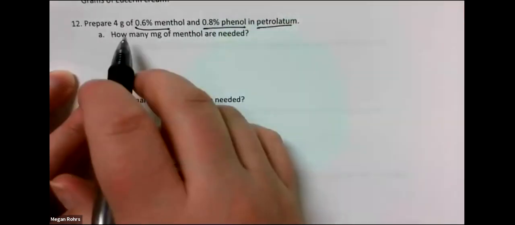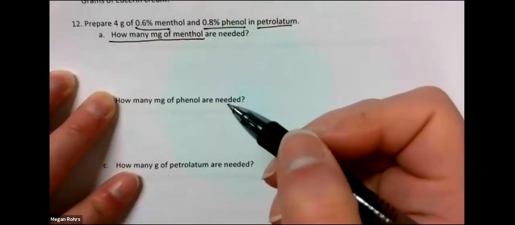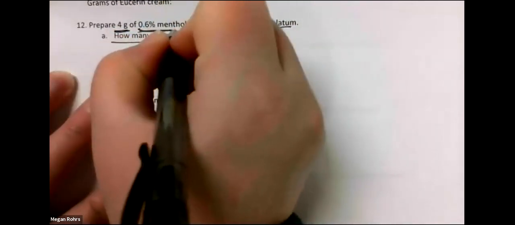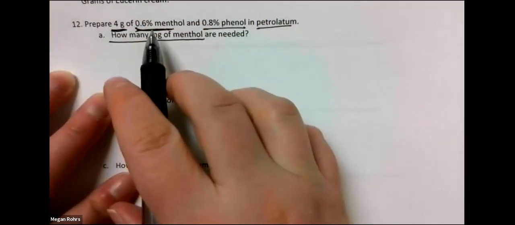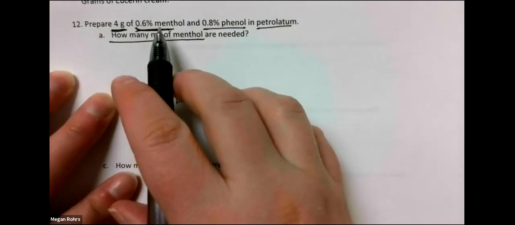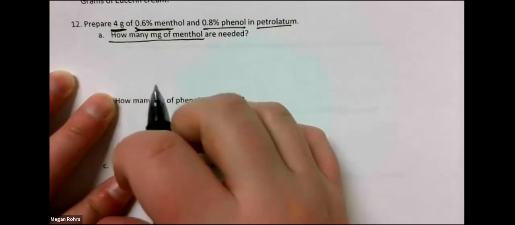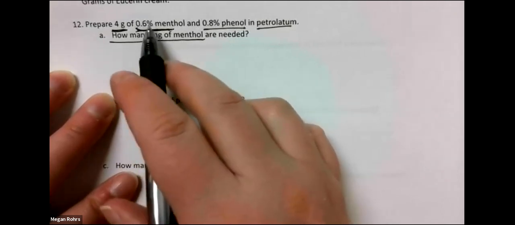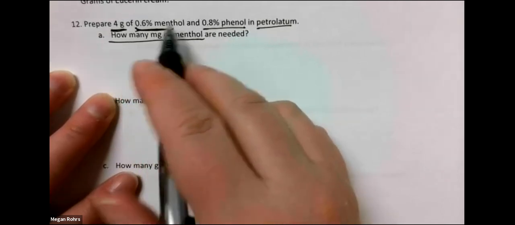The first question asks, how many milligrams of menthol are needed? For this first question, I don't care about the phenol right now. All I care is that I'm making 4 grams of a 0.6% menthol ointment in this case. So start with what we know. We know that we need 0.6% menthol.